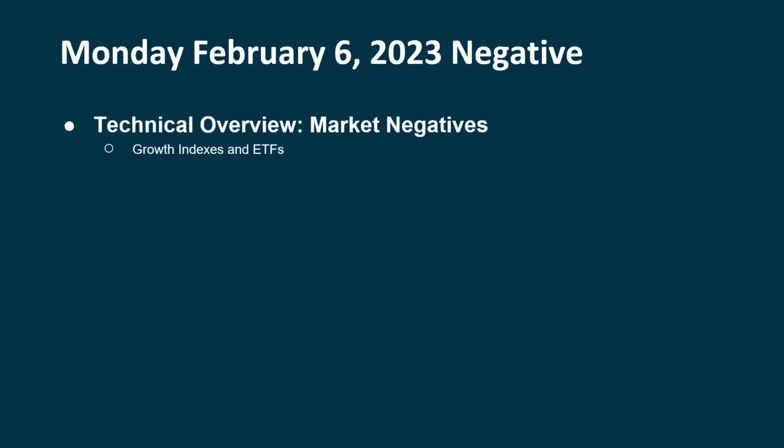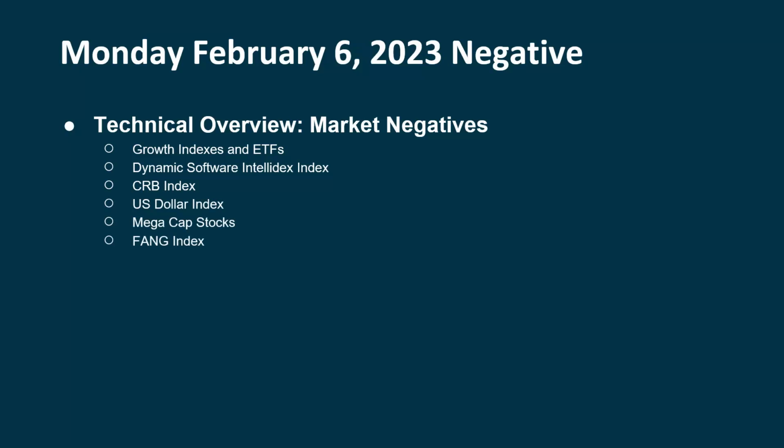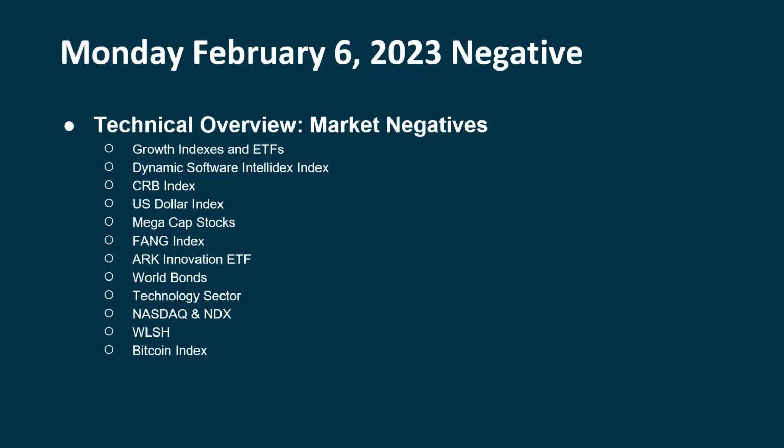So what is negative? The growth indexes and ETFs continue to be negative, as do the 30 biggest software companies, the CRB index, the dollar, mega cap stocks, FANG, ARK, world bonds, although they're getting very close, the tech sector, the NASDAQ and the NASDAQ 100, the Wilshire 5000, and Bitcoin.